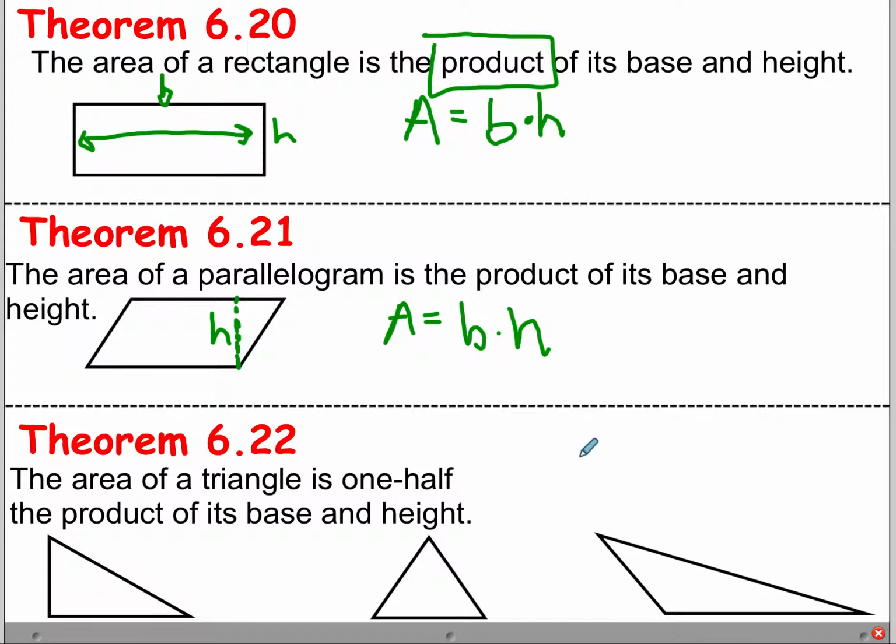Okay, here we go. The area of a triangle is 1/2 the product of its base and height. This is a formula that you know. Area is 1/2 base times height.